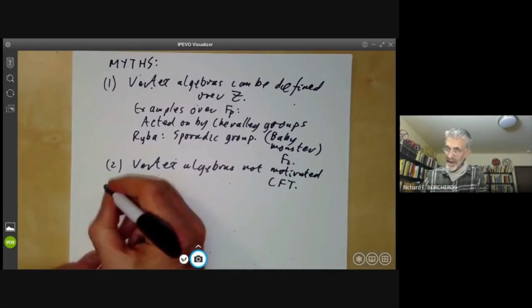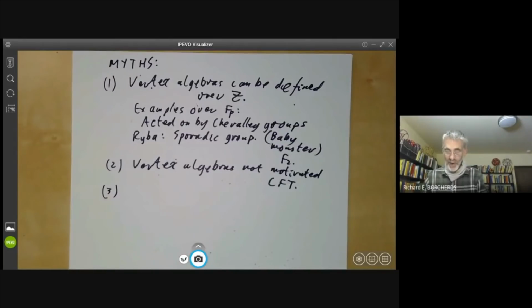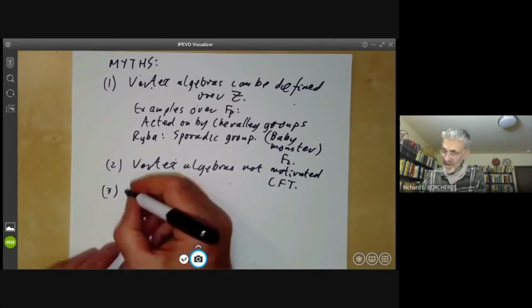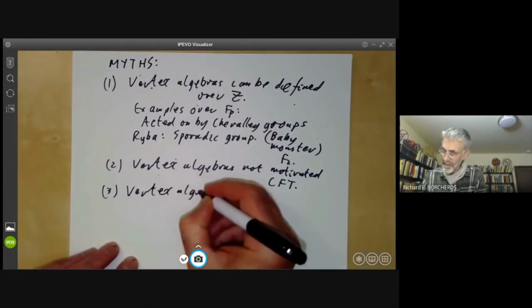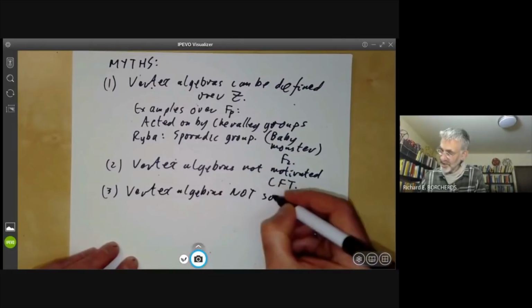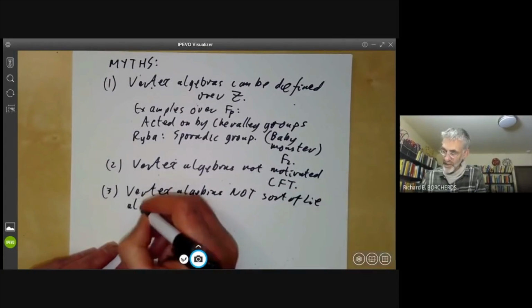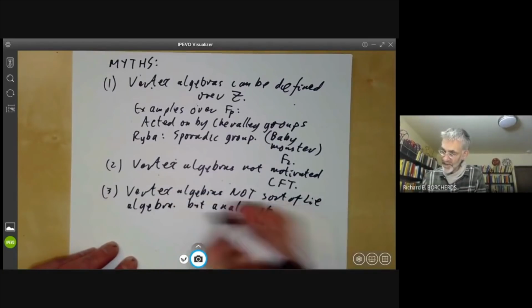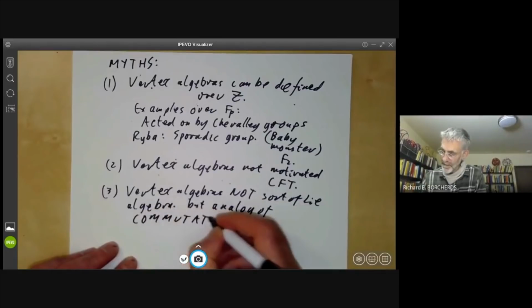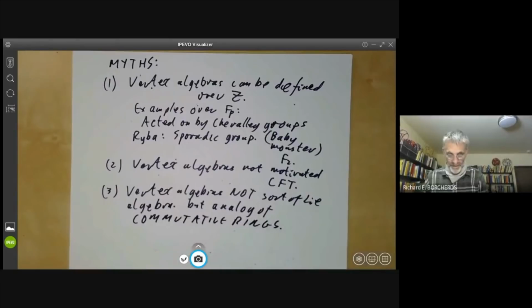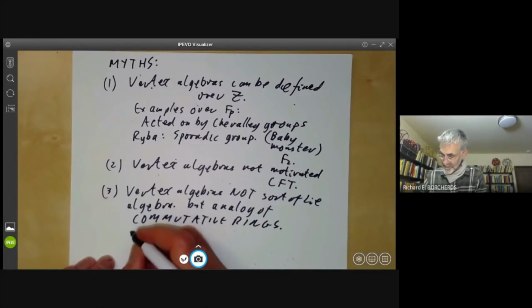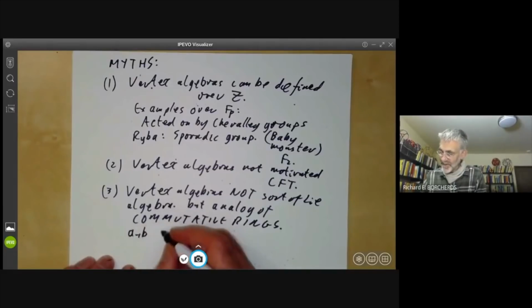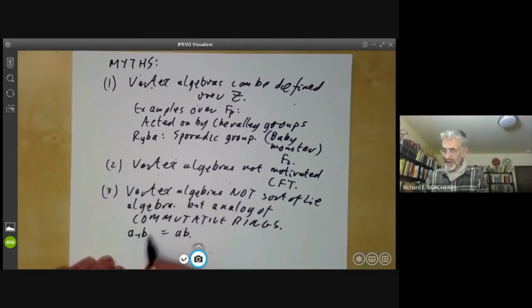The third myth is that vertex algebras are a sort of analog of Lie algebras, and they're not. Vertex algebras are not a sort of Lie algebra or a generalization of Lie algebra, but are a sort of analog of commutative rings. In fact, any commutative ring is automatically a vertex algebra. We just define a minus 1 of b to be the product in the ring and all the other things equal to 0.